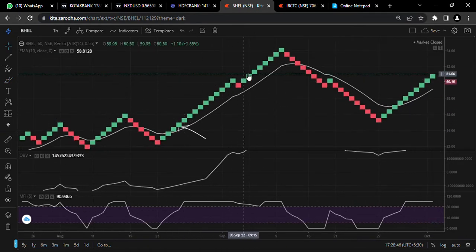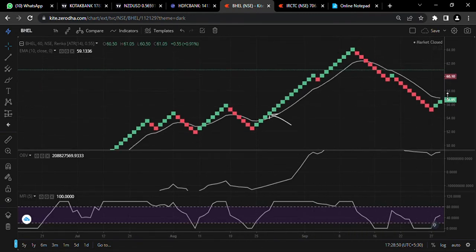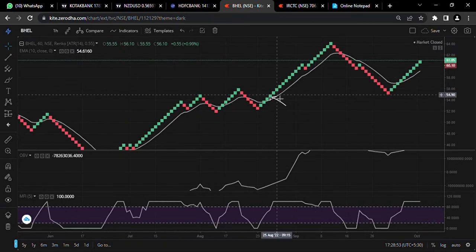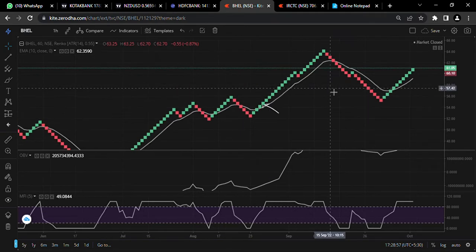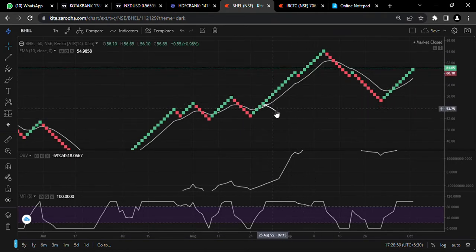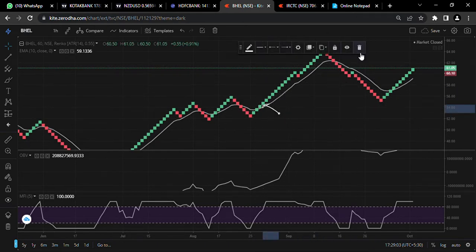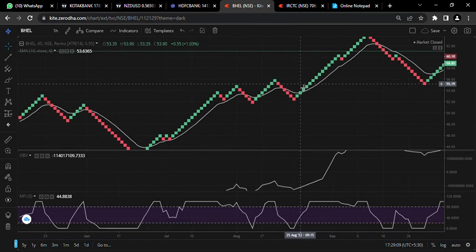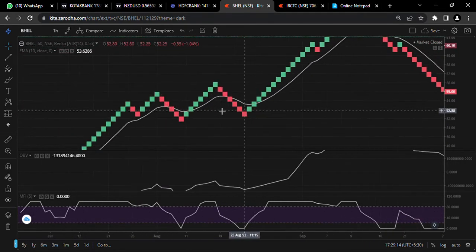See the target. Okay, you can easily see that the target is unlimited. As per your risk reward ratio, you can keep your target, but mostly I keep my target open because I know that Renko gives a nice move. So that's why you can keep your target open. You just have to be safe at the time of your stop loss. See, now we come over here again.